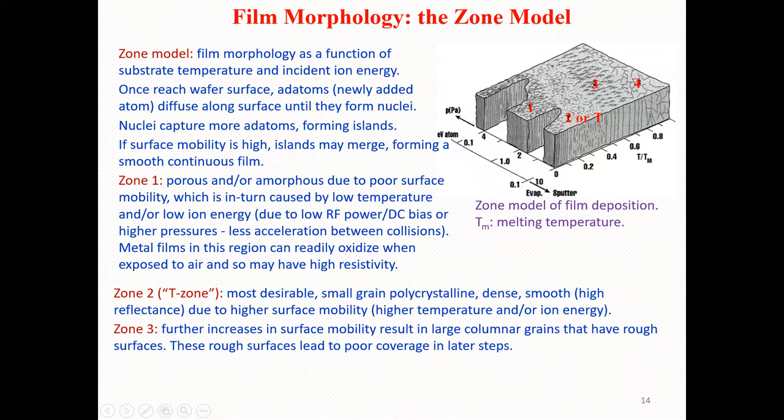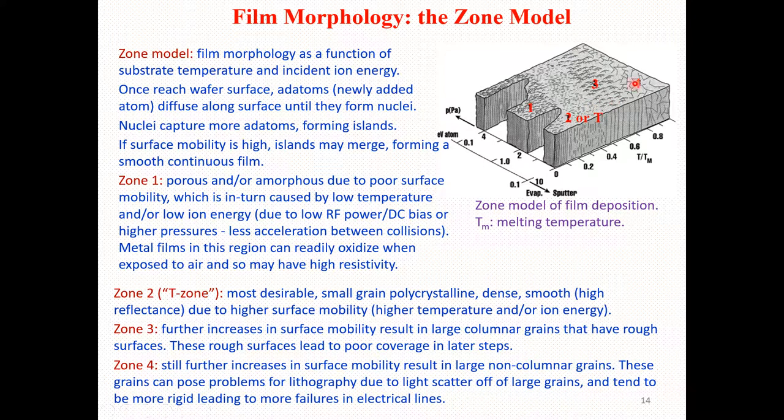Then when we move toward zone three, which you can observe here, this zone is basically formed due to a further increase in surface mobility. This results in large columnar grains that have rough surfaces. These rough surfaces lead to poor coverage and lateral stripping.